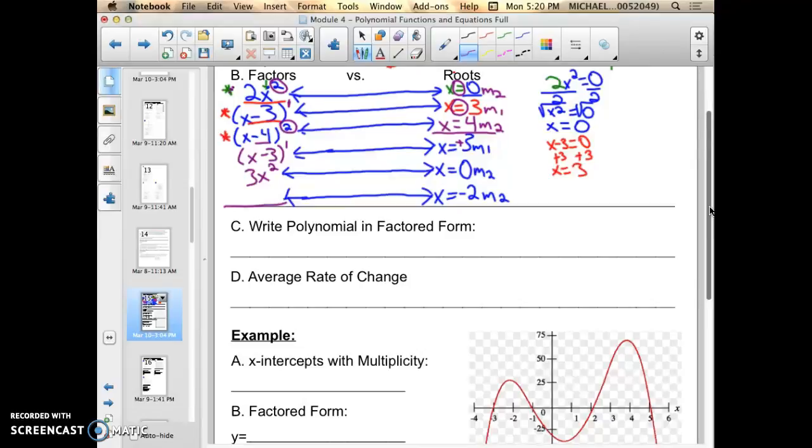x equals negative 2, multiplicity of 2. So go ahead and pause the video and work it out yourself and then check your answer with mine. If you don't get the same answer, please raise your hand so I can check your understanding.